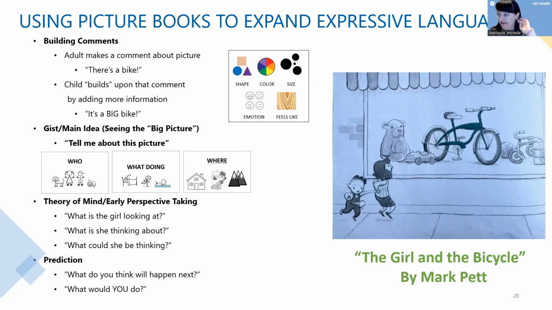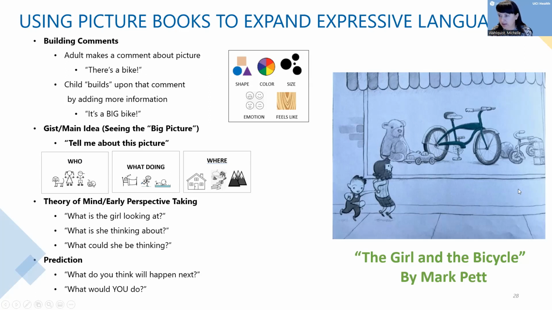As kids get more advanced and have a little bit more language, I like to use picture books to work on getting the main idea of a book, seeing the big picture of a situation. Don't focus on the details. Let's zoom out and talk about the main idea. To do that, I also use these little cue cards. These are actually pictures of the cue cards that I use. And it's who, what doing, and where.